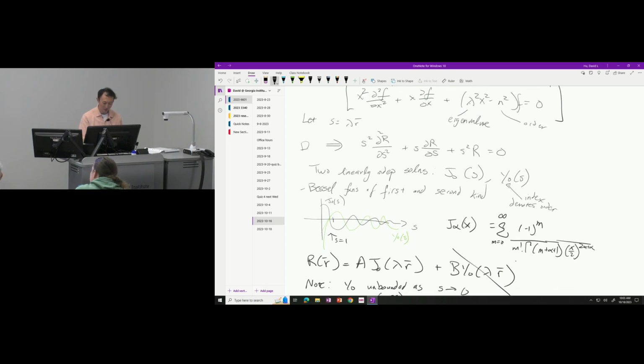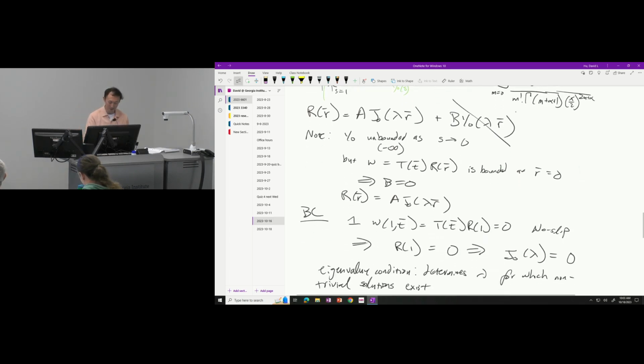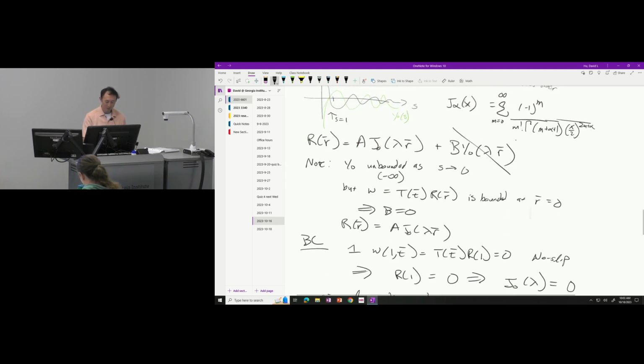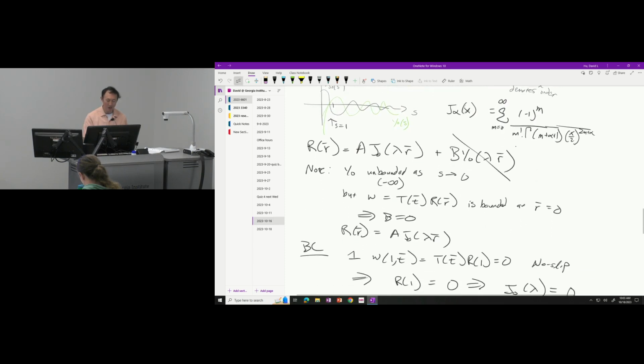And we argued last time that because we need it to be bounded at s equals 0, the behavior of the y naught of the Bessel equation of the second kind is not good, because it basically blows up at r equals 0. So we basically got rid of half our solutions. So we just have the first kind, the j naught solutions.